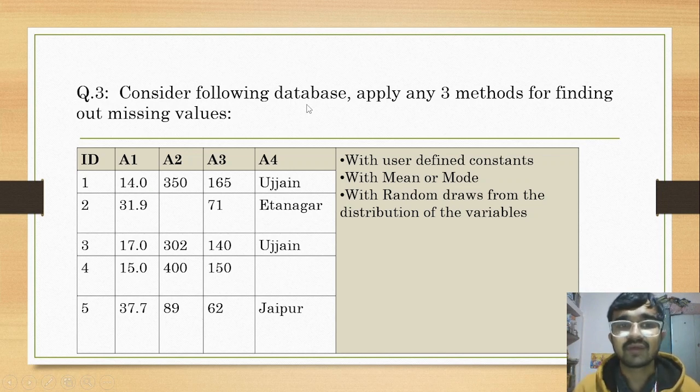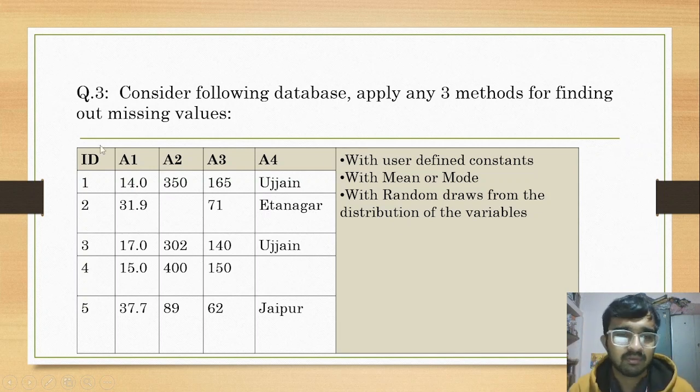In this question, we have to consider the following database and apply any three methods for finding out the missing values. We have to perform three methods to find out the missing values in the database. In this database, we can clearly see there are two missing values. That is, first is the A2 attribute of ID2 and the A4 attribute of ID4.